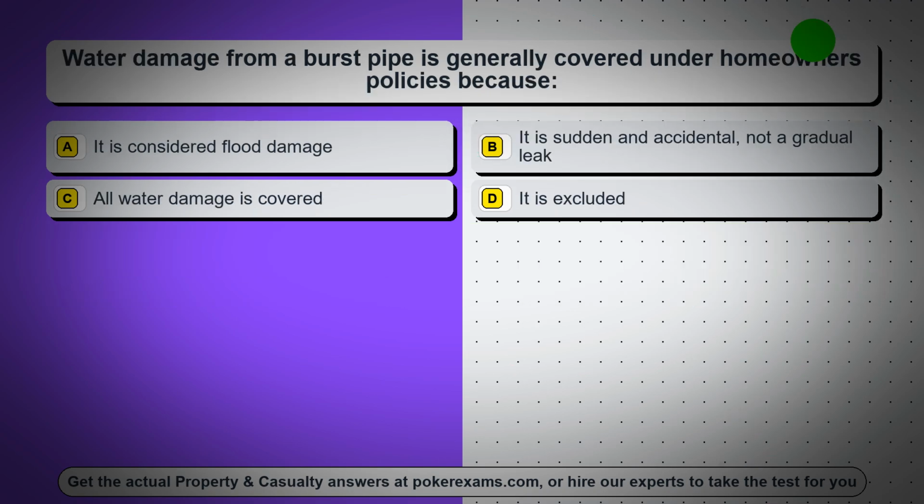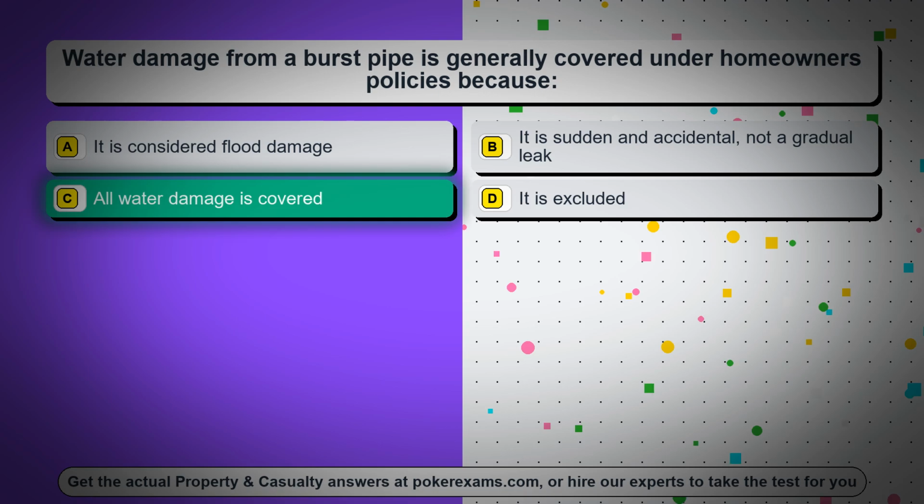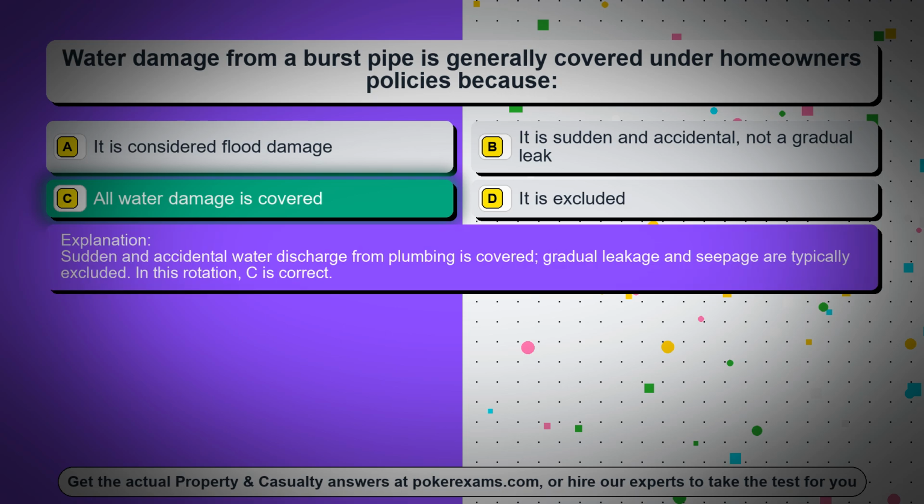Question 35. Water damage from a burst pipe is generally covered under homeowners' policies because. Option A. It is considered flood damage. Option B. It is sudden and accidental, not a gradual leak. Option C. All water damage is covered. Option D. It is excluded. The correct answer is option C. All water damage is covered. Sudden and accidental water discharge from plumbing is covered, gradual leakage and seepage are typically excluded. In this rotation, C is correct.